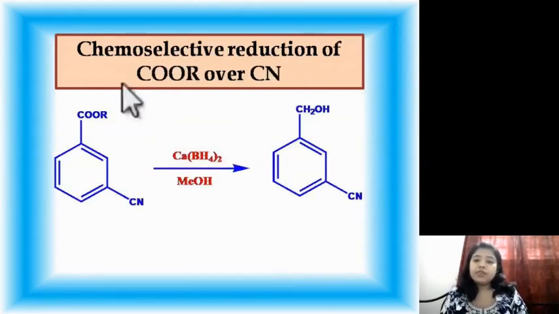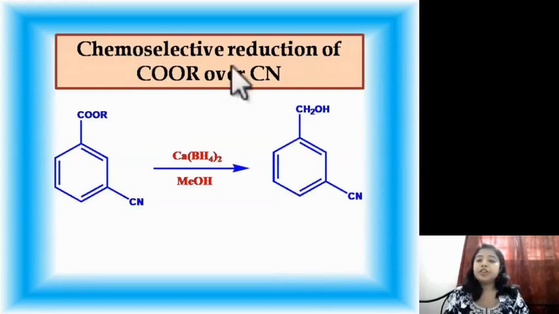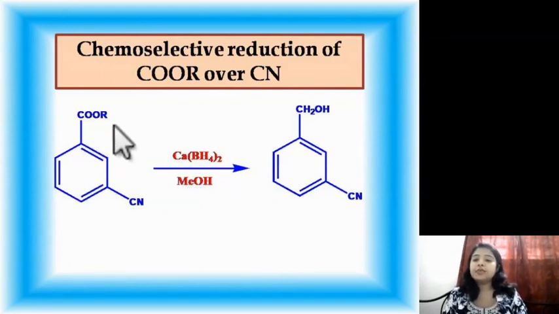Now likewise, we also have the chemoselective reduction of COOR over CN. In this case, we have Ca(BH4)2 reacting with MeOH, in the case of COOR as well as CN. Now COOR is getting reduced, but CN is remaining intact in this case. So this is referred to as the chemoselective reduction of COOR over CN, as you can see.